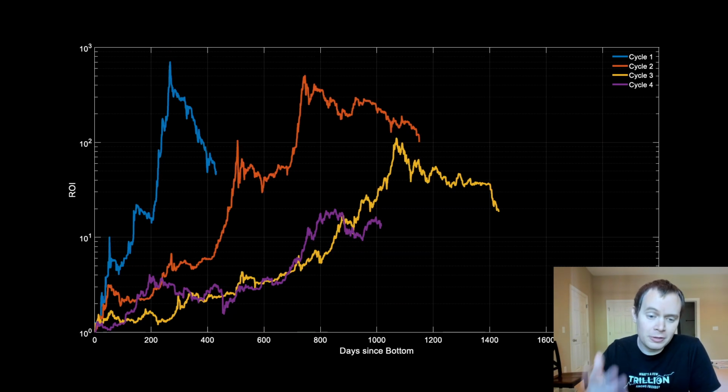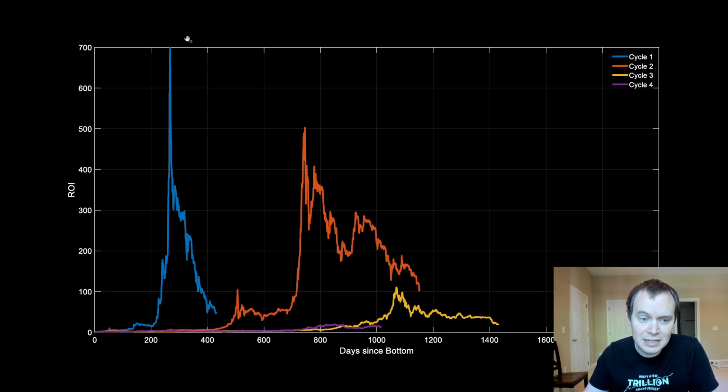Now, some people look at this chart and they say, well, the cycle ROI from cycle 1 and 2 is the same because they look really similar. But again, this is a log scale. If you put it on a linear scale, you can see the difference. This is diminishing returns. Diminishing returns is just like a law of nature.